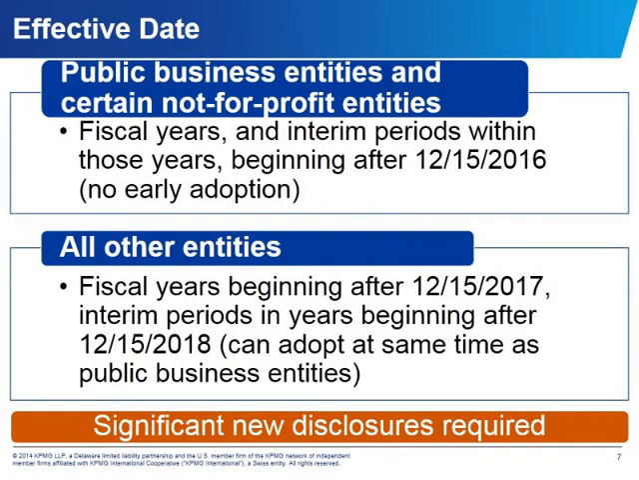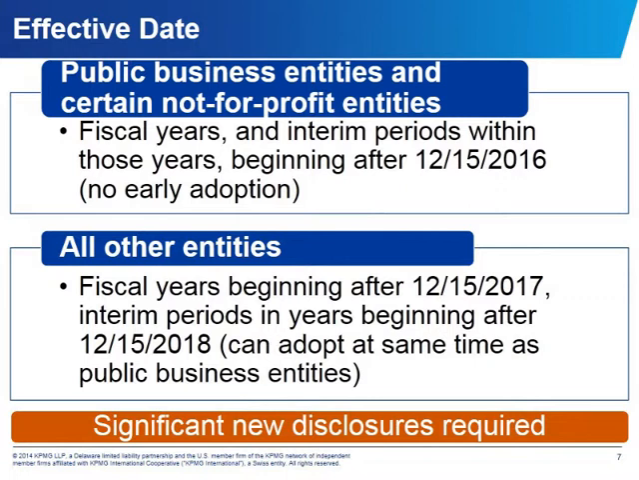The effective date for public business entities and certain not-for-profit entities will be for periods beginning after December 15, 2016, which is January 1st, 2017 for a calendar year-end company. Under U.S. GAAP, early adoption is not permitted. All other entities will have a 1-year deferral for annual periods to 2018 for a calendar year-end company, and a 2-year deferral for interim periods. Although these entities are permitted to adopt in 2017 at the public business entity effective date.